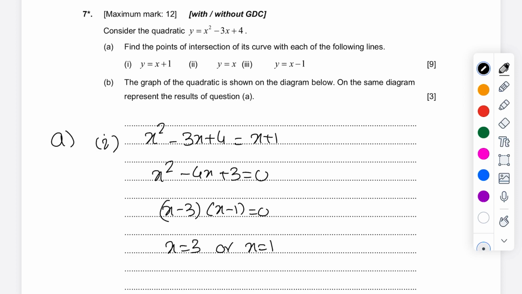Now y equals x. For the second part, what am I going to do? x squared minus 3x plus 4 equals x. So what does that become? x squared minus 4x plus 4 equals 0. So it becomes x minus 2 whole squared equals 0. So x equals 2.